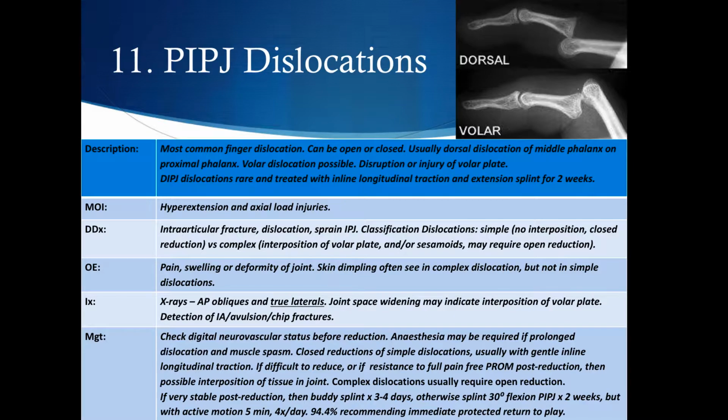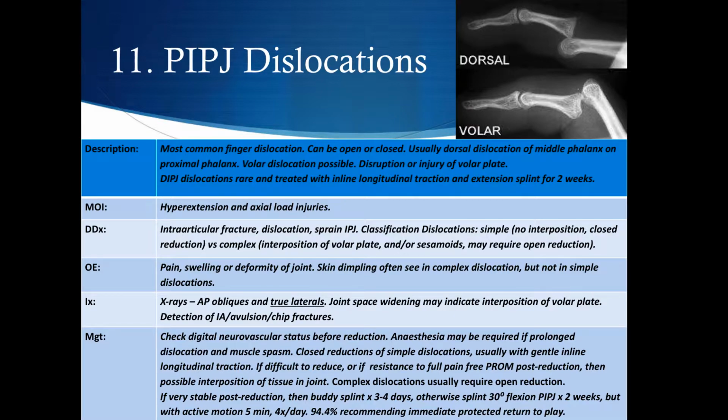DIP joint dislocations are rare and treated with inline longitudinal traction and extension splint for 2 weeks. PIP joint dislocations usually result from hyperextension or axial load injuries. Differential will include intra-articular fracture, dislocation, or sprain of the IP joint. The investigations and management would be similar to volar plate injuries, as discussed before.